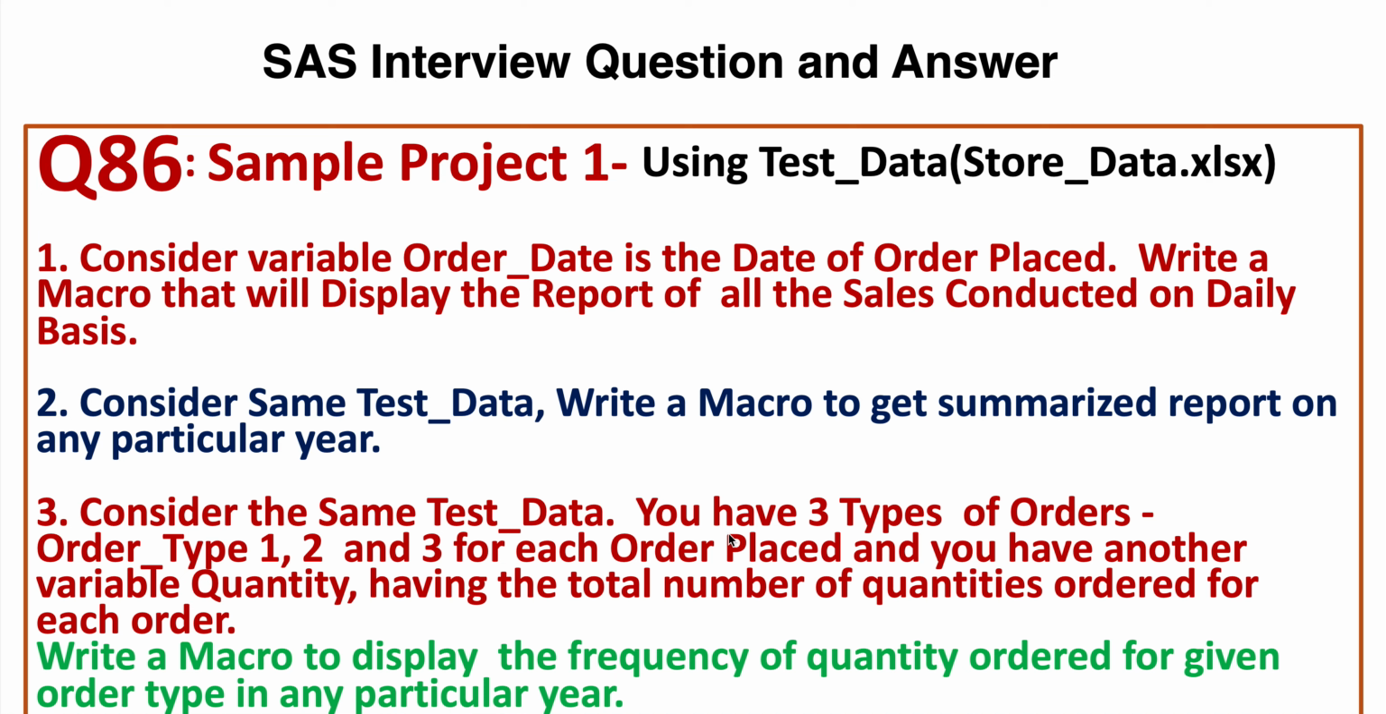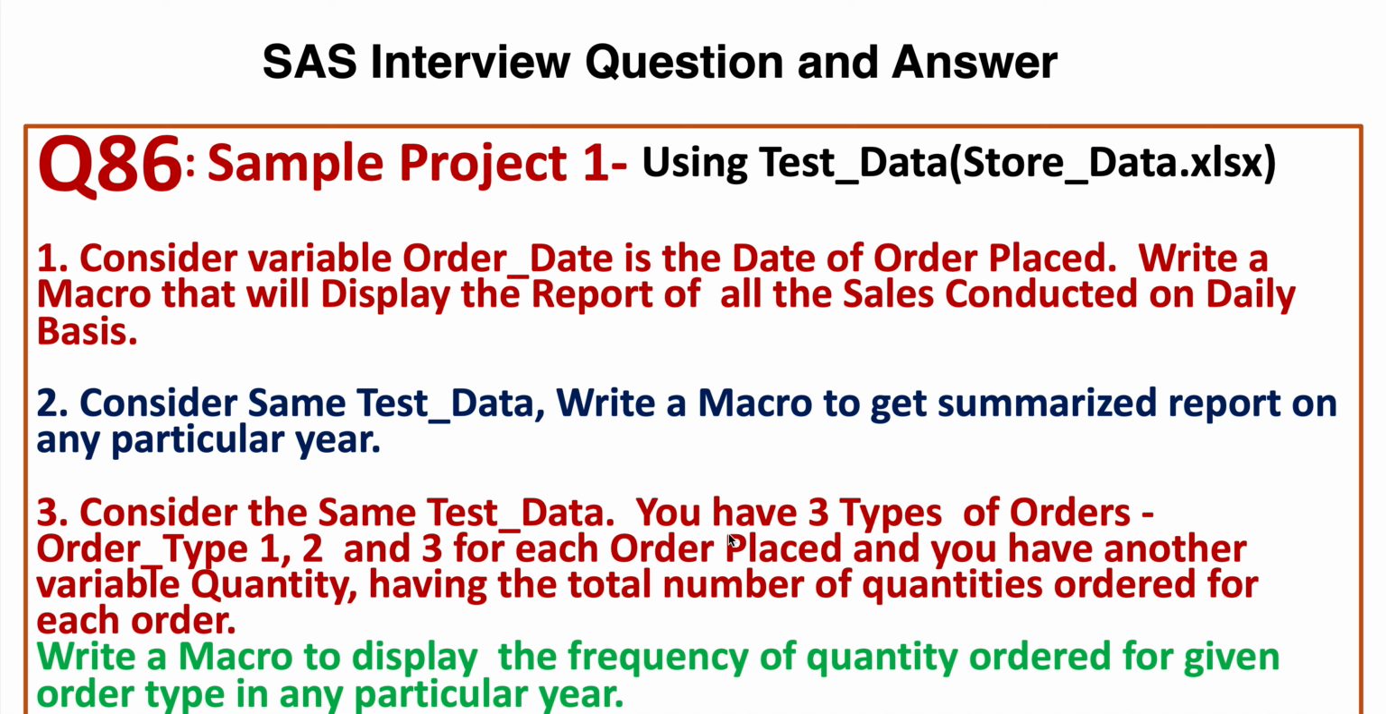Number 2, consider the same dataset, that is test_data. Write a macro to get a summarized report on any particular year. That means we can get the summarized data in case of numeric variables. It is asking to write macro code so that when we provide a certain year, it will display the summary of the data for that year.